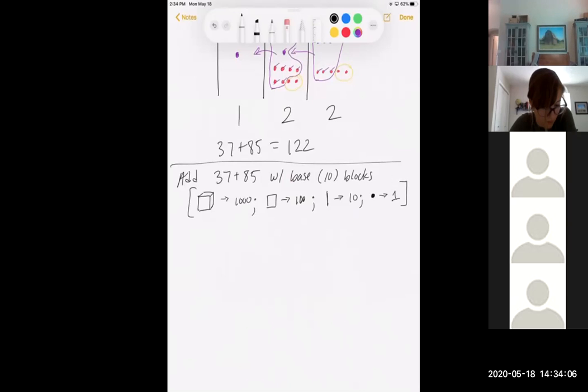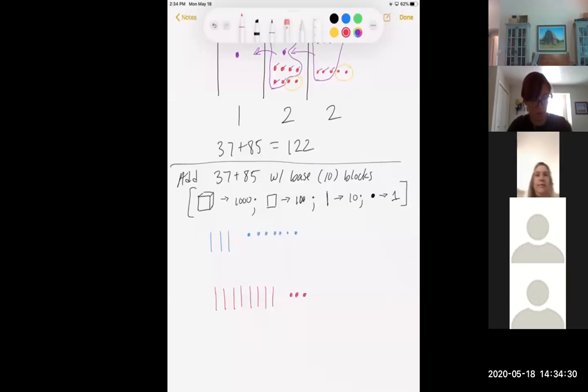I need to model 37 and 85. So 37 is going to be 3 tens and 7 ones. And 85, I'm going to kind of draw below it: 8 tens and 5 ones. This will be similar to the chip chart, but we're using the base 10 blocks.